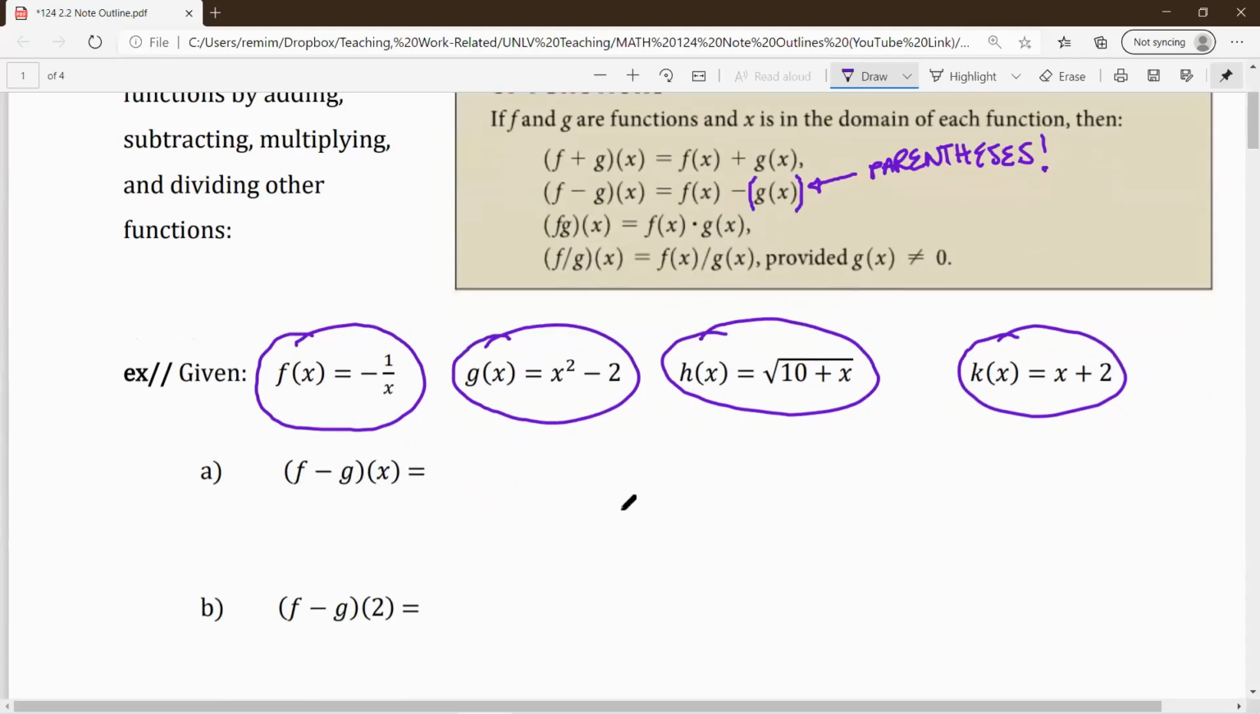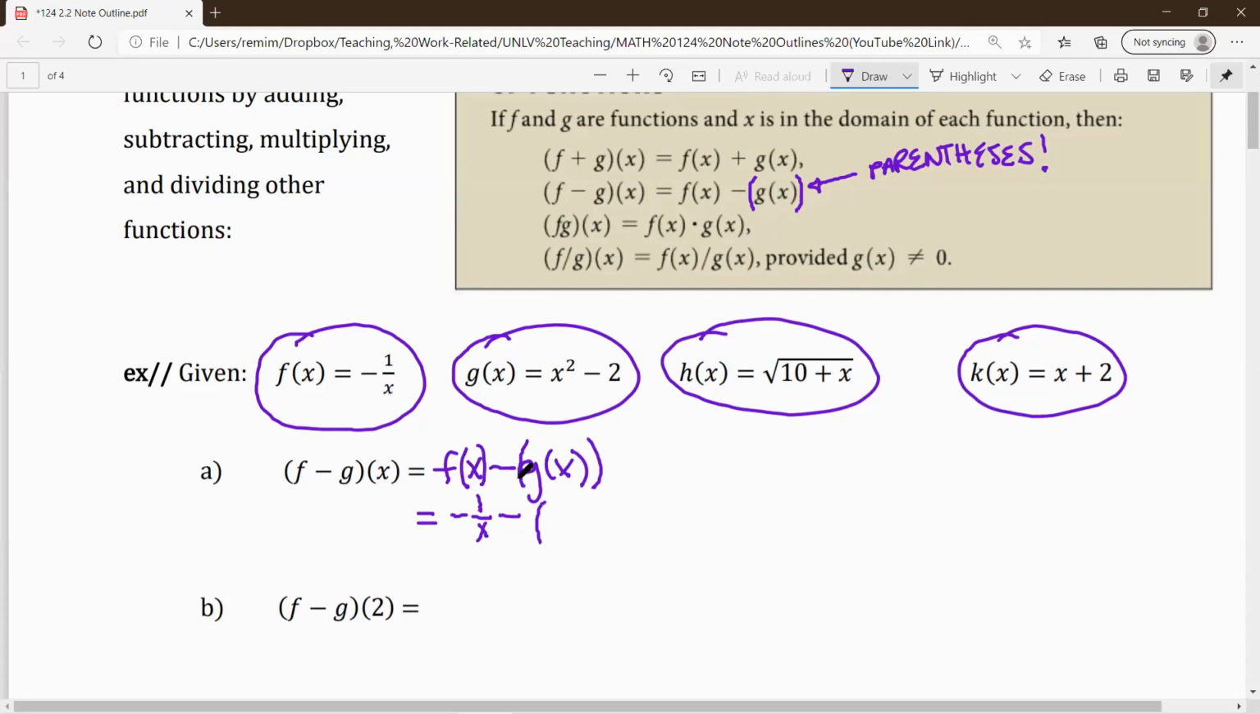Since there's the minus there, we literally just write f of x minus g of x. And be careful though, this is what I was just talking about with the parentheses. We're going to put parentheses around the g of x. So when I go to write that, we're just going to replace f of x with what it is. So what is f of x here? Go back, look over here. It says f of x equals -1 over x. So I'm going to replace this f of x with that, -1 over x, minus, and then I'm going to put parentheses, don't forget that.